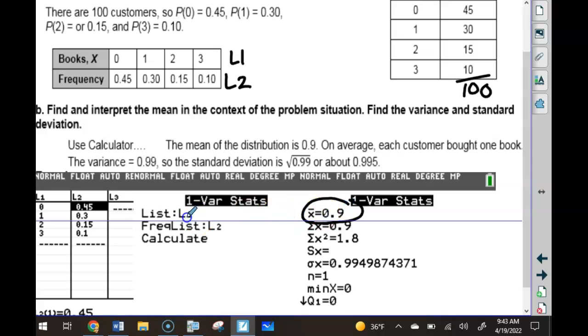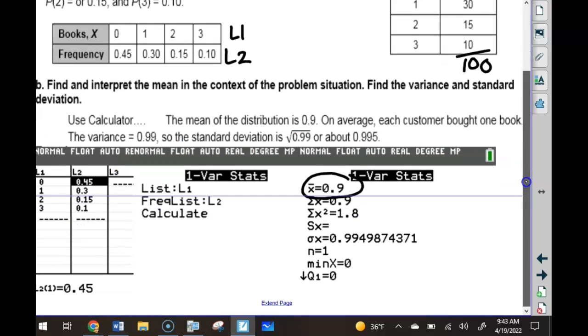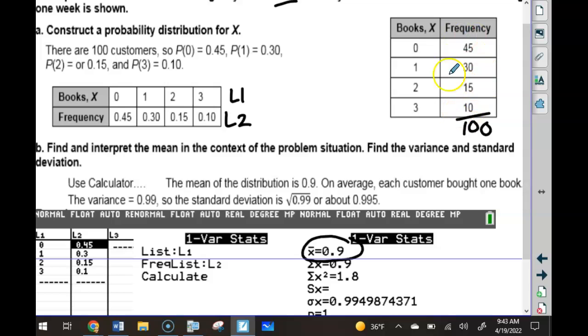The mean, when this is a frequency, okay, we multiplied and we found 0.9. What that means is on average, each customer bought 0.9 or 1 book. Okay? So the average customer who walked in, we can make a statement that says bought 1 book.